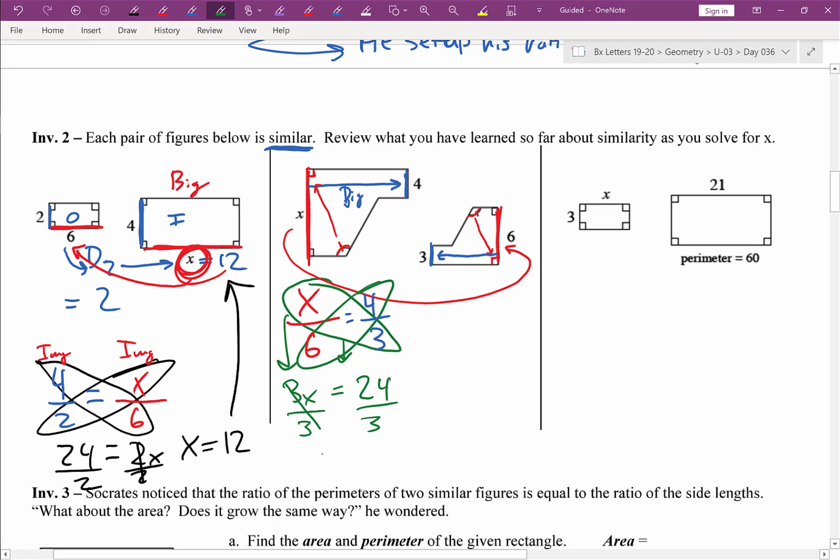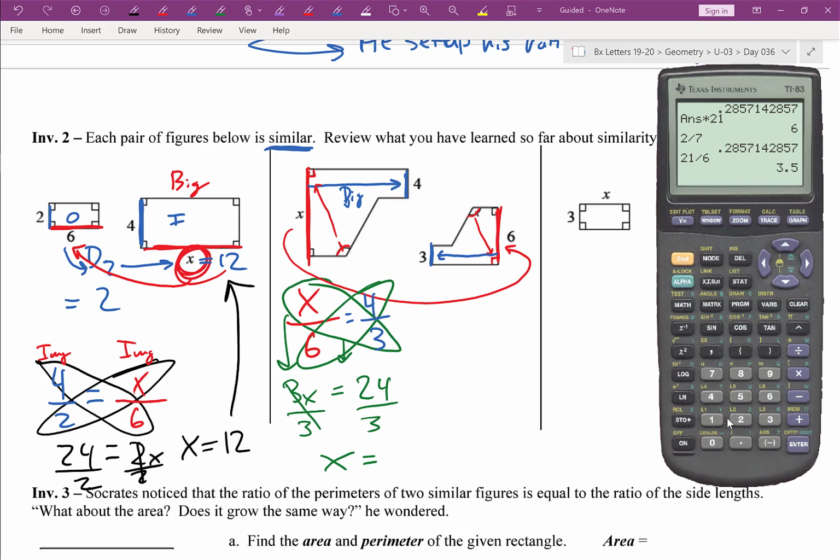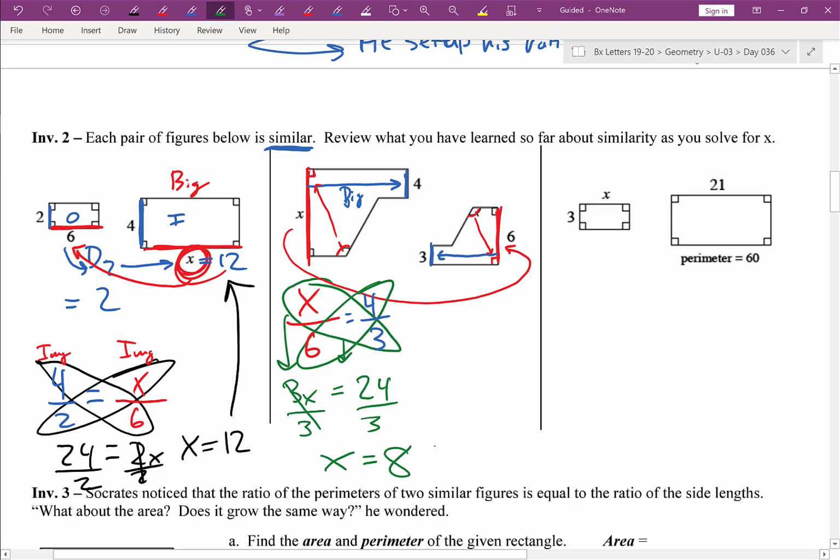24 divided by 3. Man, I was never ever good at division. Is that 8? I just don't know. Sure, my number sense is fine. It's 8. Okay, x is 8. I challenge you to figure out what the scale factor was.